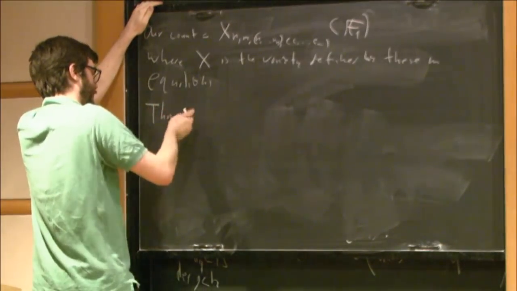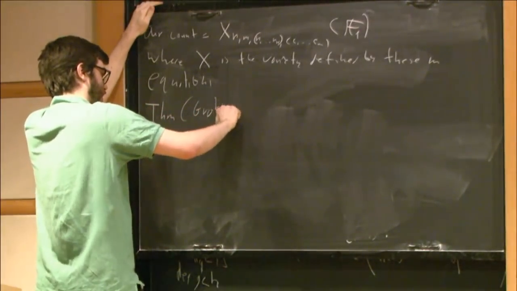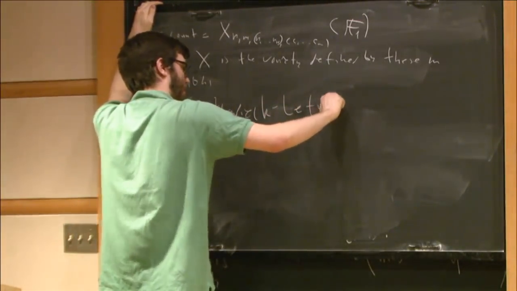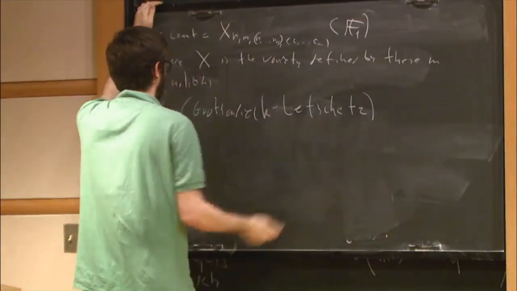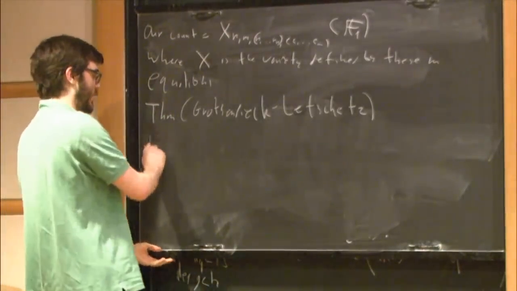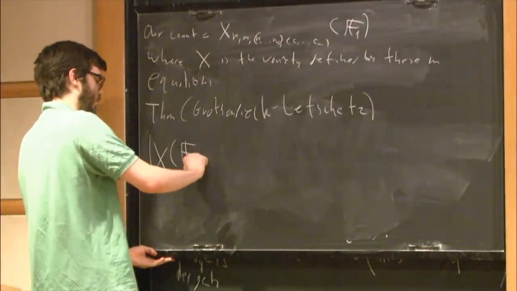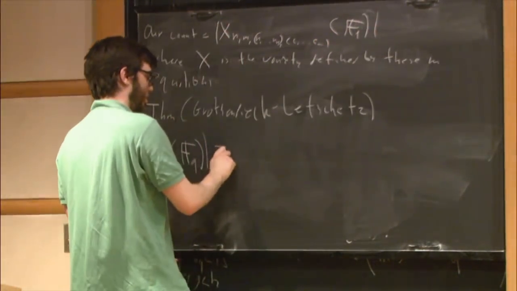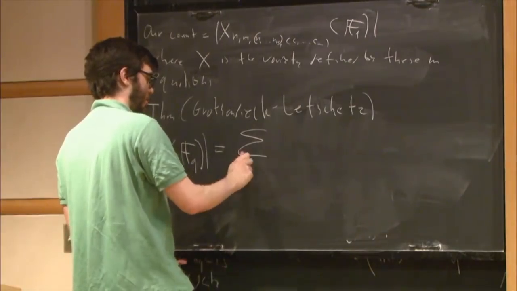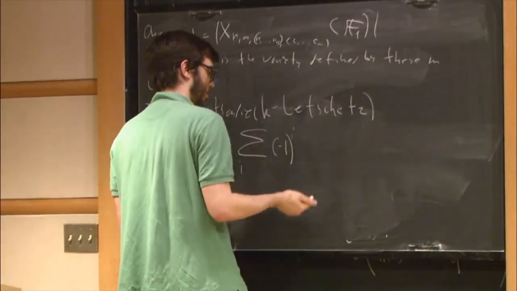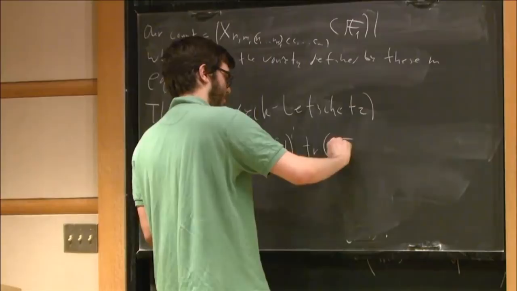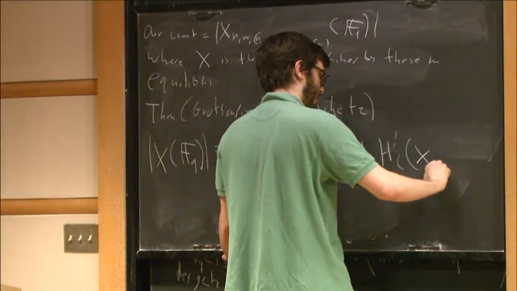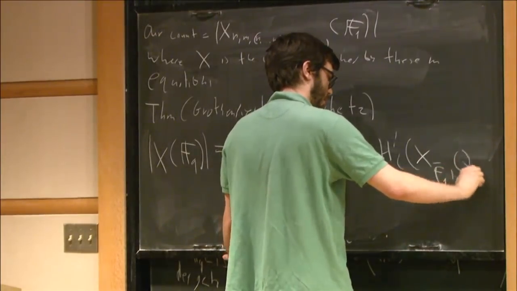Okay, and so the theorem, the Grothendieck-Lefschetz fixed point formula, tells us that the cardinality of X over Fq is equal to the sum over i of minus 1 to the i times the trace of Frobenius at q on Hi compactly supported of X over Fq bar, Q l bar.